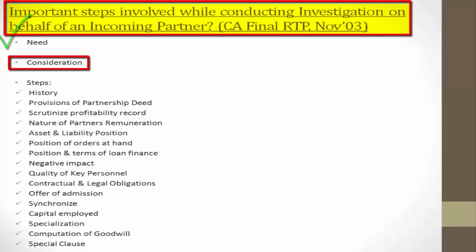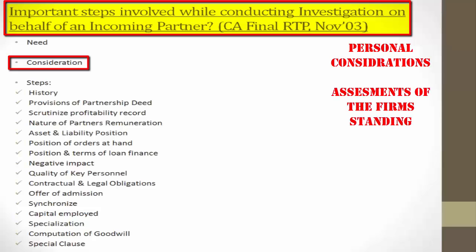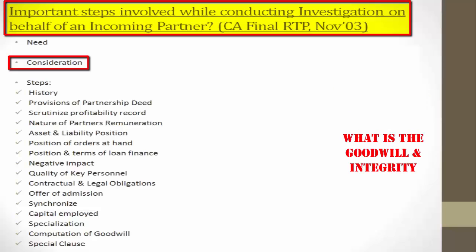Next is consideration. By consideration, I simply mean that the incoming partner has to take into account, number one, personal considerations. Number two, assessment of the firm's standing. Number three, what is the goodwill and integrity of other partners? You need to consider that. Number four, reputation and goodwill of the firm's products and services.